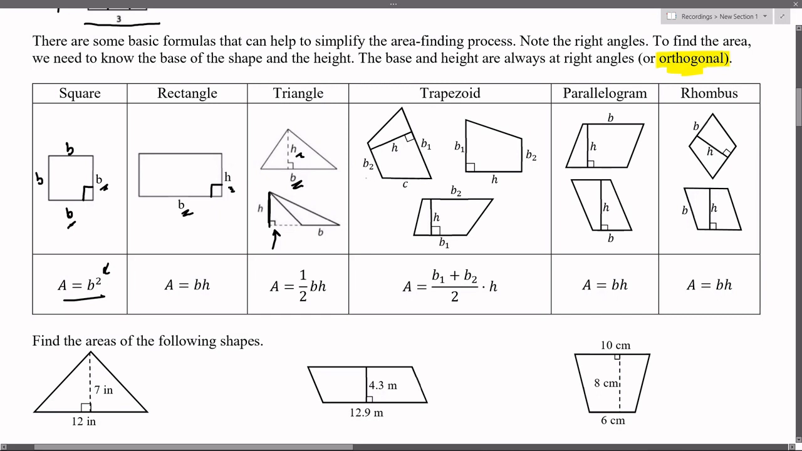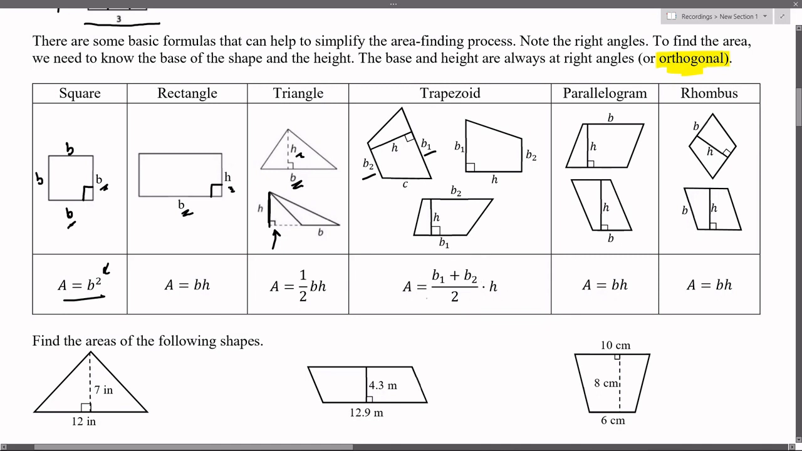Trapezoid here, it's important to know both the bases because there's actually 2 bases here for a trapezoid. And really what we're doing here is we're taking an average of the bases and multiplying it by the height of the trapezoid, or the distance between the 2 bases. That's how you find the area of a trapezoid.